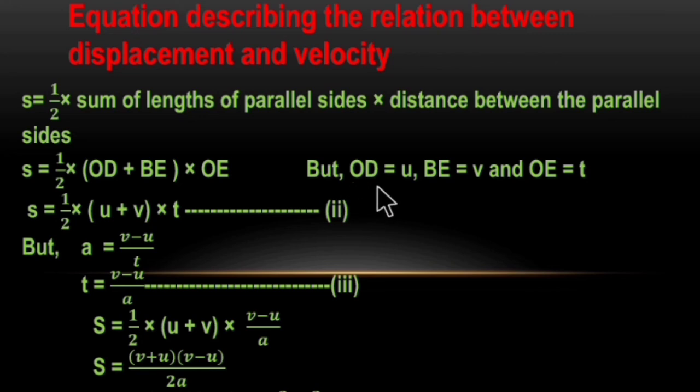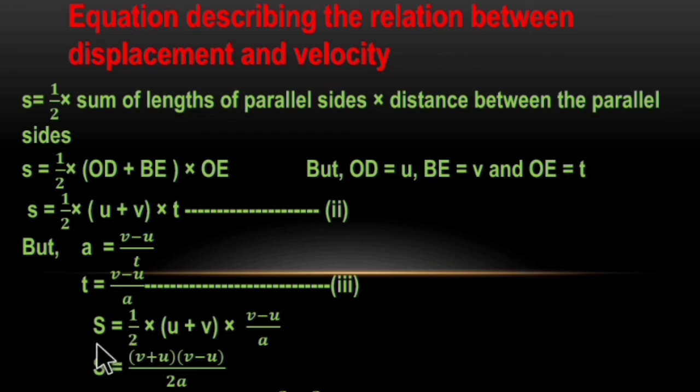But OD is equal to u, BE is equal to v, and OE is equal to t. So s is equal to half into u plus v into t. But a is equal to v minus u upon t. Then t is equal to v minus u upon a.